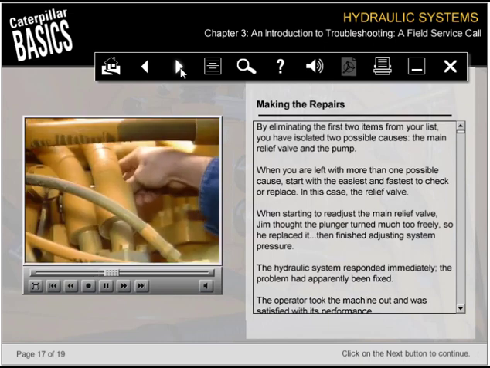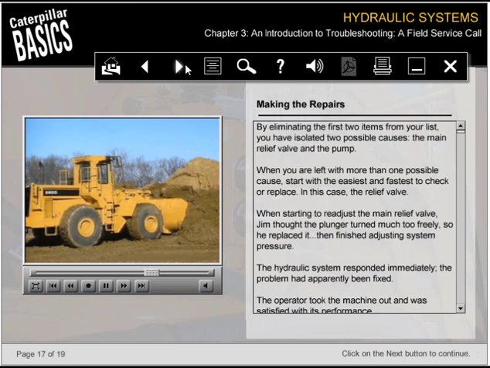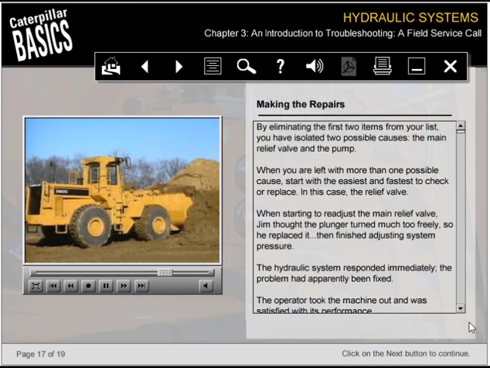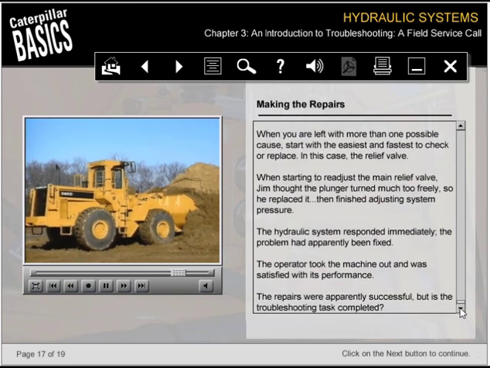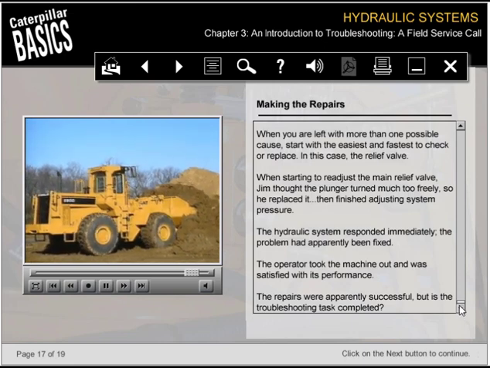When starting to readjust the main relief valve, Jim thought the plunger turned much too freely, so he replaced it, then finished adjusting system pressure. The hydraulic system responded immediately. The problem had apparently been fixed. The operator took the machine out and was satisfied with its performance. The repairs were apparently successful. But is the troubleshooting task completed?